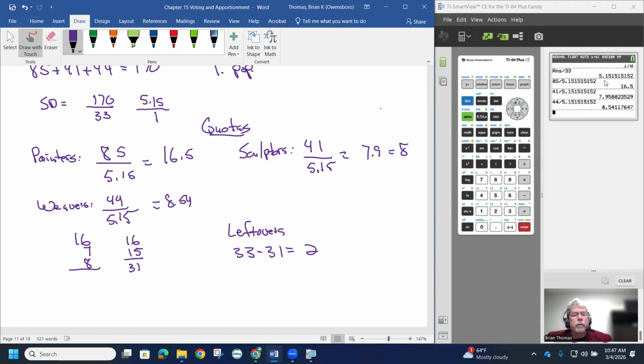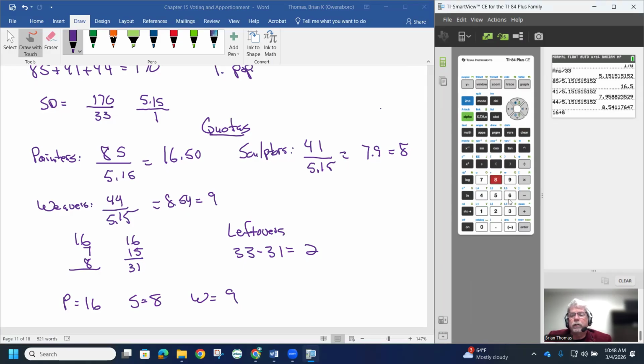So let's see, where's the 16? So 16.5, and then this was 8.54. So that's a little bit bigger decimal. This is like 50, and this is 54. So this tells me that they would get the next seat. So that would move up to the 9. So the painters would still get 16, the sculptors would get 8, and the weavers would get 9. And that's supposed to add up to the 33 booths. So 16 plus 8 plus 9 should add up to the 33 booths.